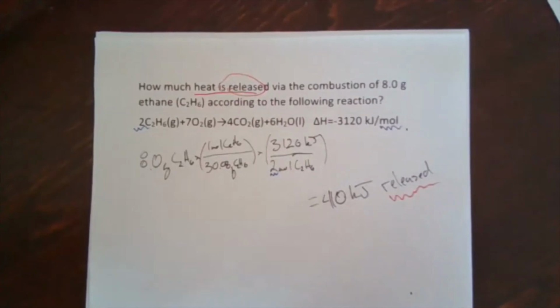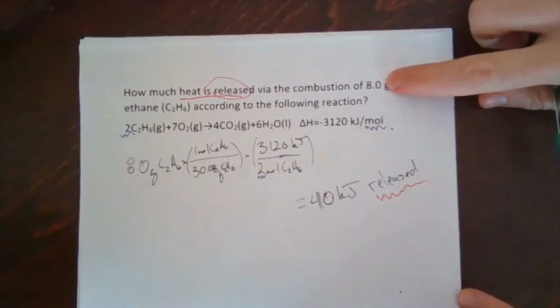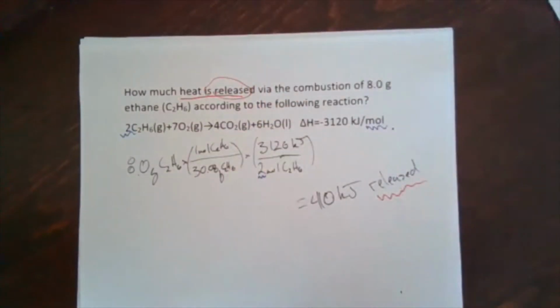But we can use this idea. We use the same molar mass. We can see again, the rule still applies. If you're given a mass of something, using the molar mass to convert it to moles is still always a good first step.